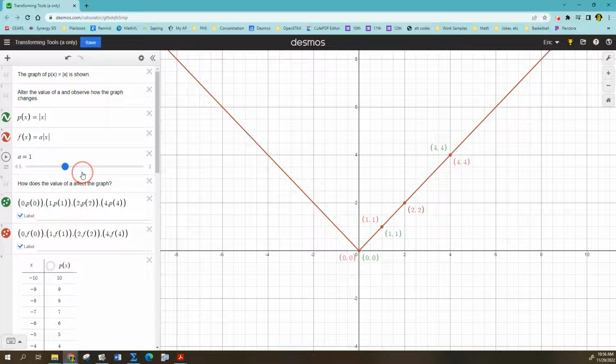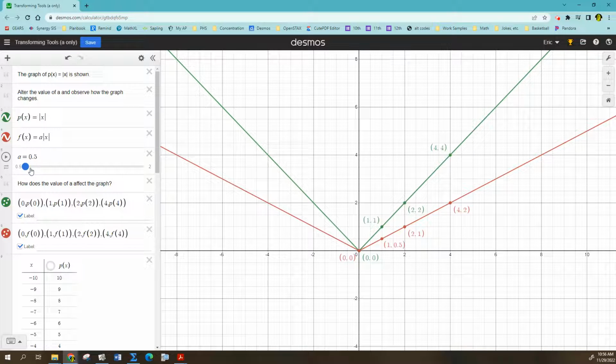The width is always going to stay the same, but what's it going to do vertically? It's going to compress it. Yeah. Now look at all those values. Look at the points on there. If I turn this into 0.5, notice that the points don't move horizontally. They're only being stretched or compressed vertically.